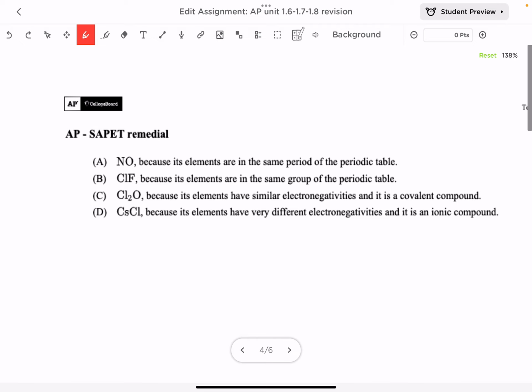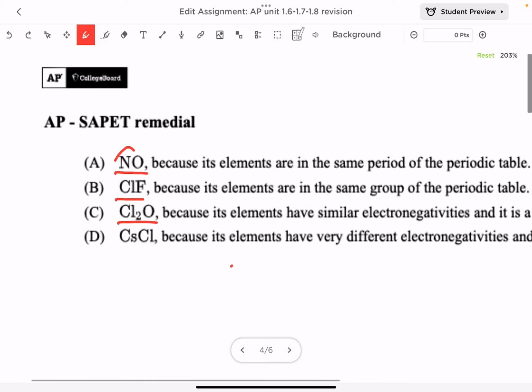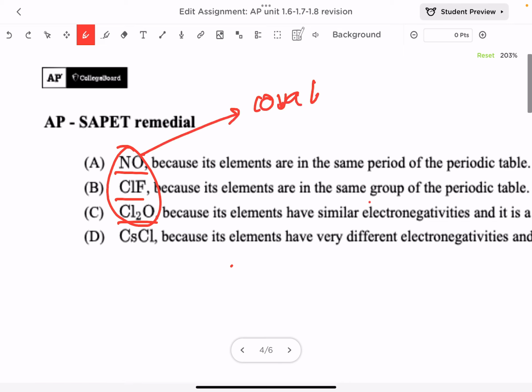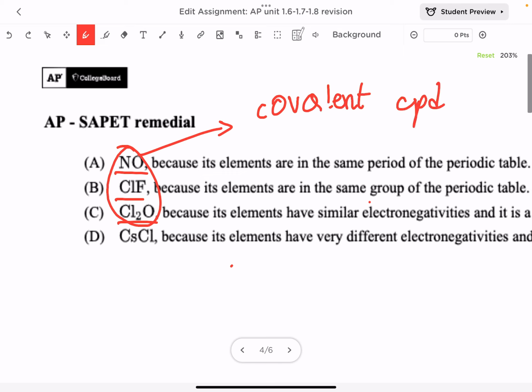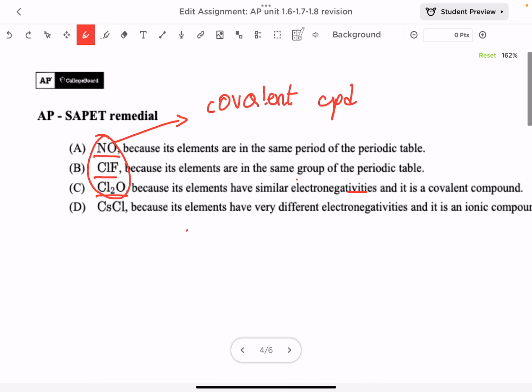NO, Cl, F, and Cl2O are all covalent compounds. And covalent compounds have a lower melting point than the ionic. So these 3 options would never have a higher boiling point. So I'm definitely not reading this choice.